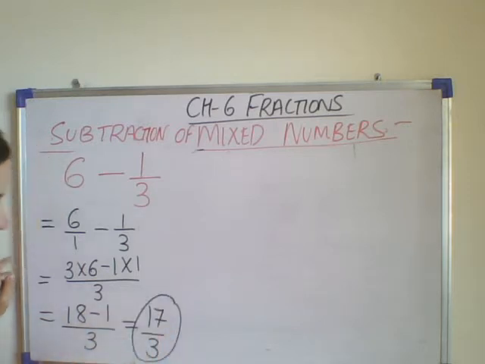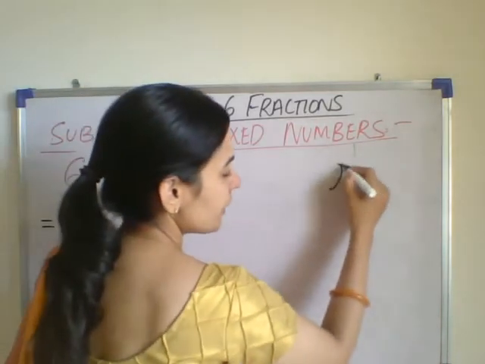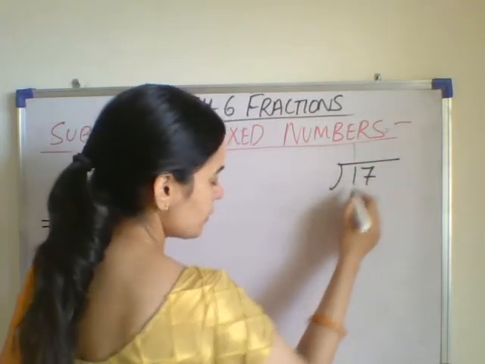Now look at this answer. Here the numerator is greater than the denominator. It is 17 by 3. So we can say that this is an improper fraction. We will be converting this improper fraction into a mixed number. So how will we be converting it? It is 17.